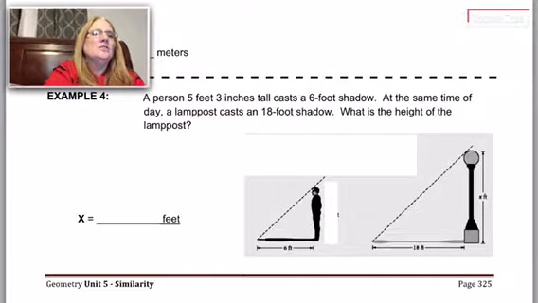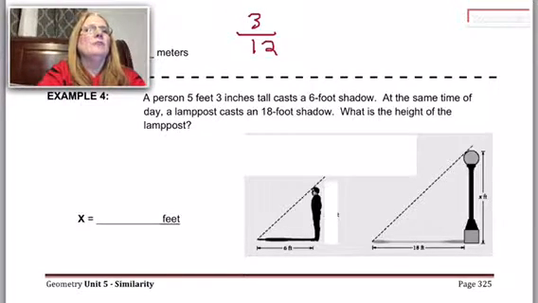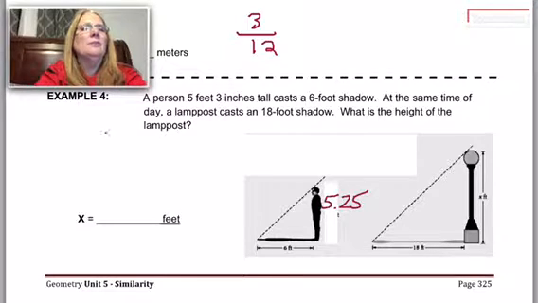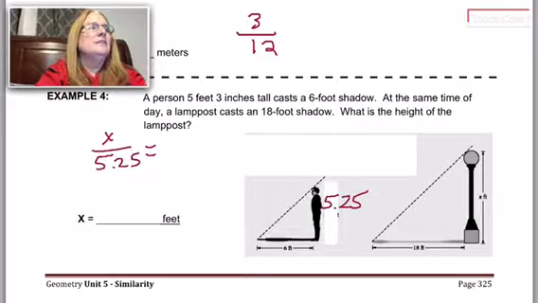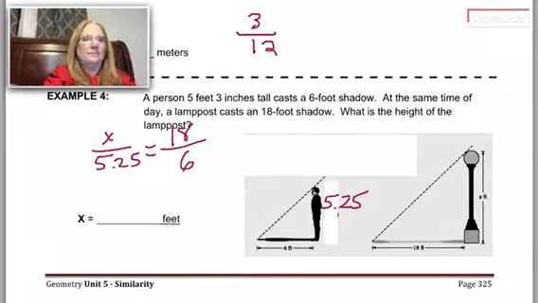Okay, so now you see we have the two similar triangles, but 5 feet 3 inches. That's usually the tricky part here, is we have 3 inches out of a total of 12. So that's going to be 5.25 feet. And now we just set up our proportions. I can put x over 5.25 and set it equal to 18 over 6.